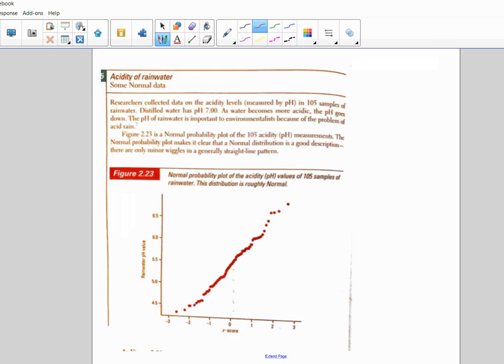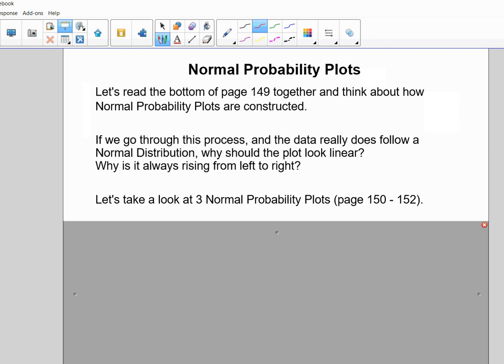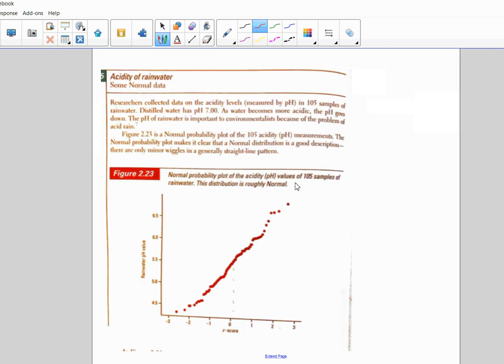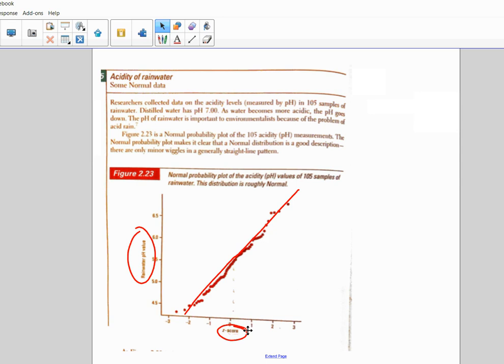But here's another example, okay? Again, this is page 152 from your book, all right? So researchers collected data on the acidity levels in 105 samples of rainwater, all right? Here's the normal probability plot. Here's the z-score on the x-axis. Here's the pH value of the rainwater, okay? Again, this has that pretty linear shape. It's not perfect, but it is pretty linear. So we think that the distribution of the acidity level of this rainwater is approximately symmetric.